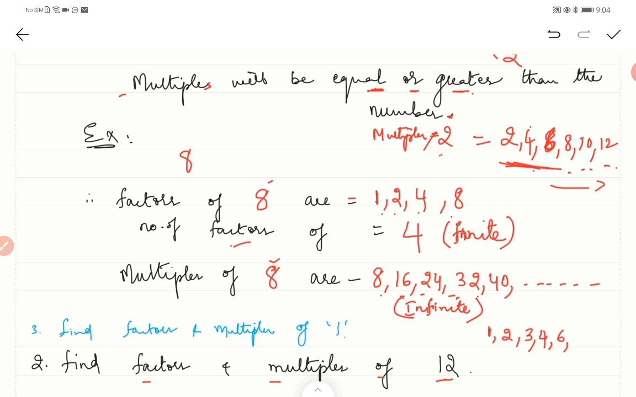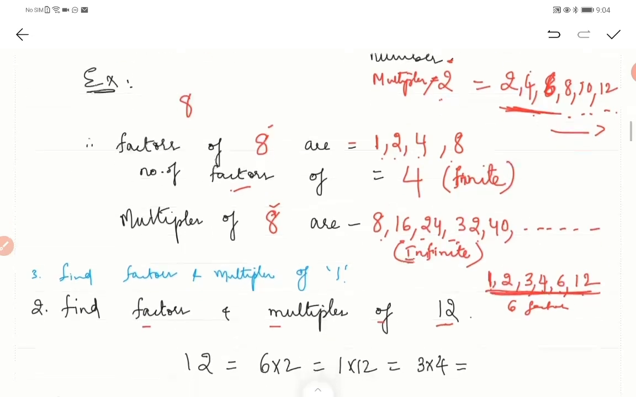Then 7, in the 7 table you'll not get 12. 8, no. 9, in the 9 table also you'll not get 12. 10, 11, no. Last is 12. So how many factors do you have for 12? 1, 2, 3, 4, 5, 6. Okay, you have 6 factors of 12, and these are those factors.